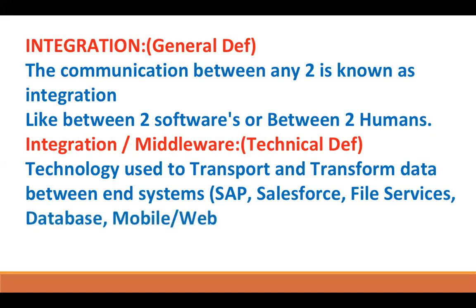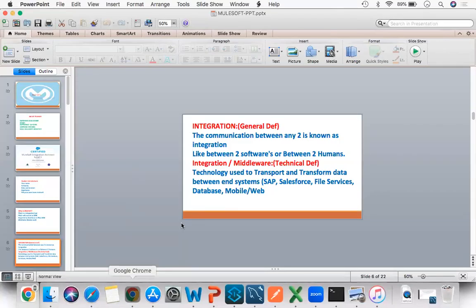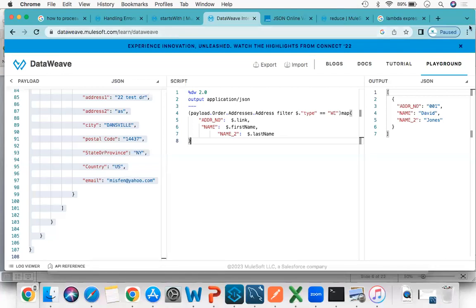No idea? End system is nothing but, in simple words, the target system. Even if you did not understand what target system means, it is the destination, wherever we are getting the data, where we are going to insert the data. I'll show you one simple example so that you can easily understand.